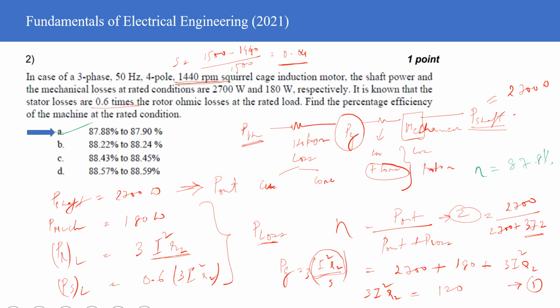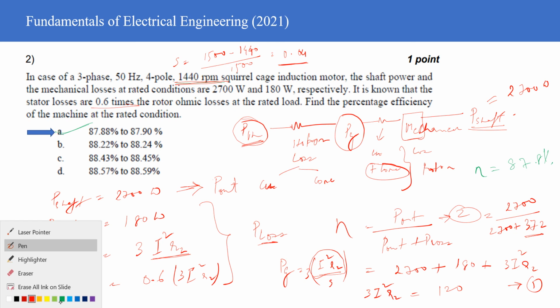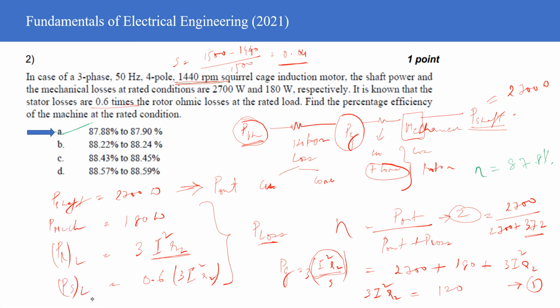Now, for the purpose of clarity, let me revisit the power diagram which I had shown you in the previous question. You have your power supply coming in from the grid, the input. This is the electrical power which is being fed to the induction motor. Now the induction motor is going to have some amount of stator loss. Let me use blue color. So this is your stator loss.